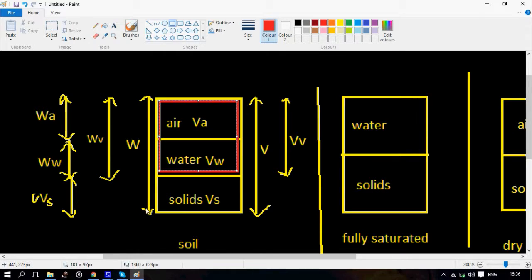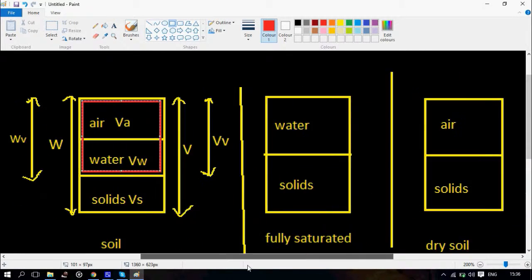Now this is pretty much self-explanatory, just like this. Total weight, weight of voids, weight of air, weight of water, and weight of solids. Here, weight of air is, we know, almost negligible, so we may not use it. Anyway, we'll be using these representations throughout geotechnical engineering, so make sure you get a grip on them.